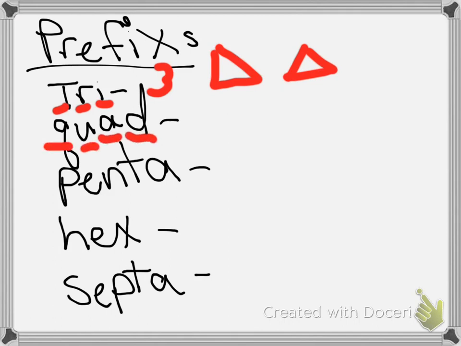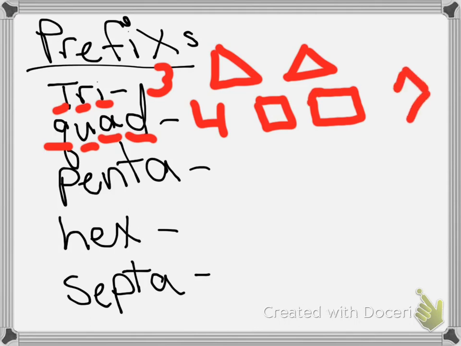There are 4 letters in that prefix, so it is a 4-sided object. A square, a rectangle, a rhombus. Remember, rhombus is a fancy way of saying diamond. Those are all quadrilaterals. Remember the prefix quad, Q-U-A-D. There's 4 letters in it, 4 sides.